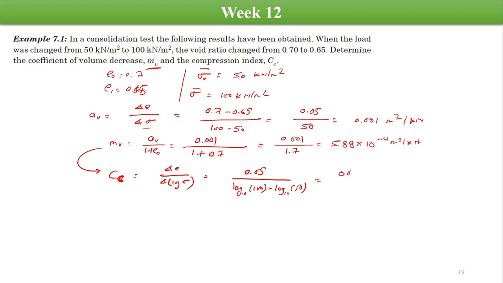Or you can also write it as 0.05 divided by log at the base 10 of 100 upon 50. That will give you log at the base 10 of 2. So it will be 0.05 over log at the base 10 of 2, which is 0.301, and it will result in an answer of 0.166. So we have obtained the two values which we needed, mv and Cc, right? So I hope this one is clear to you.